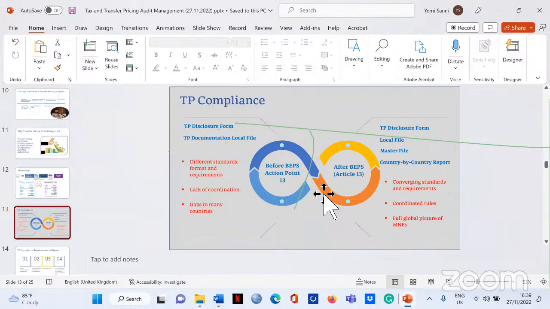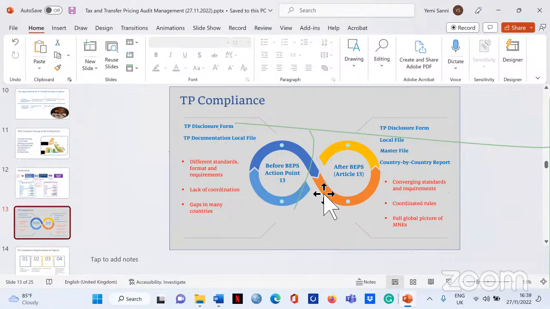In talking about TP compliance, before the BEPS project, wherein Action Point 13 came on board, what used to happen in terms of transfer pricing document compliance was that there was a transfer pricing disclosure form, and there was documentation in the local file. It wasn't well defined what was happening. Each country has different standards, different formats, and different requirements for filing for transfer pricing.